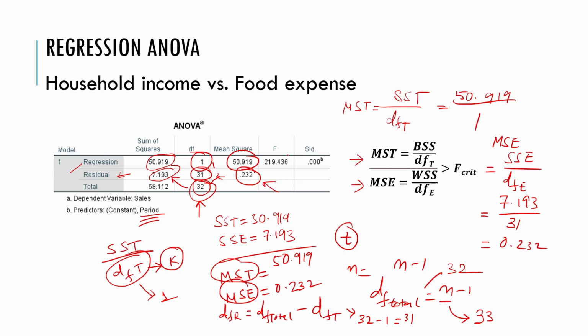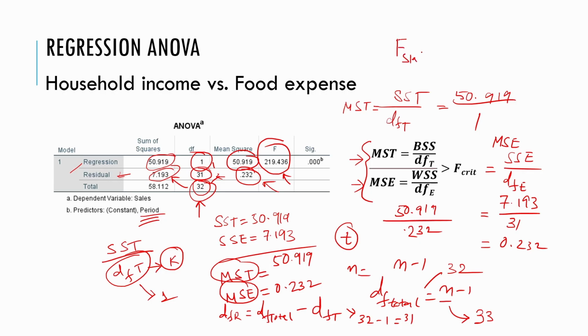Now once this is done, they have calculated the F statistic. How is this calculated? This is the division, that is MST by MSE. That means 50.919 divided by 0.232. If you do this, 219.436 will come. So this is your F statistic.